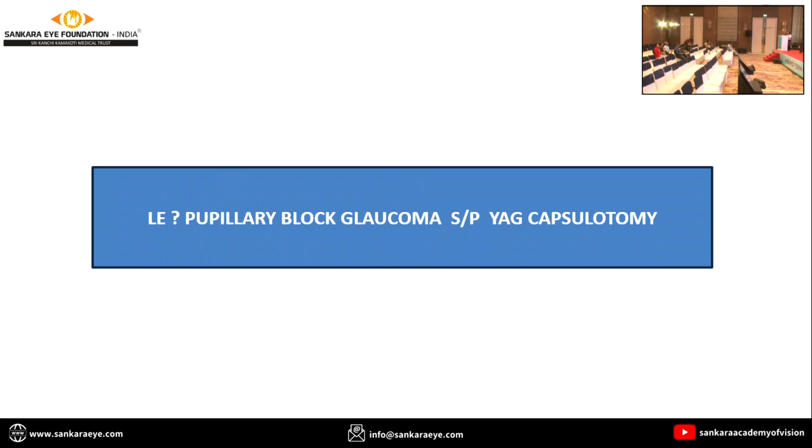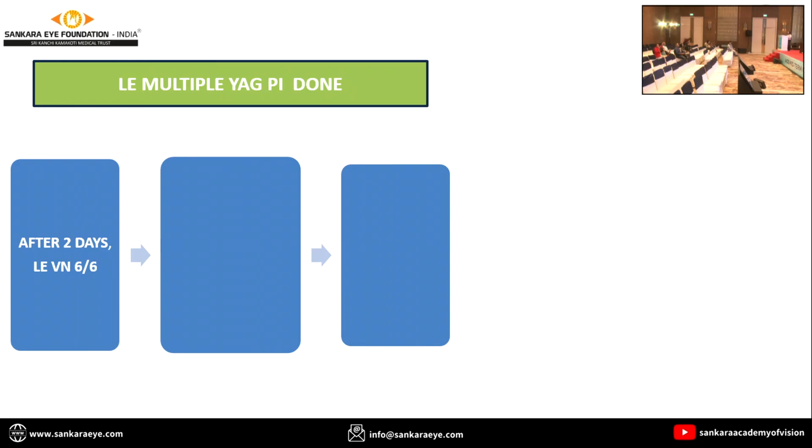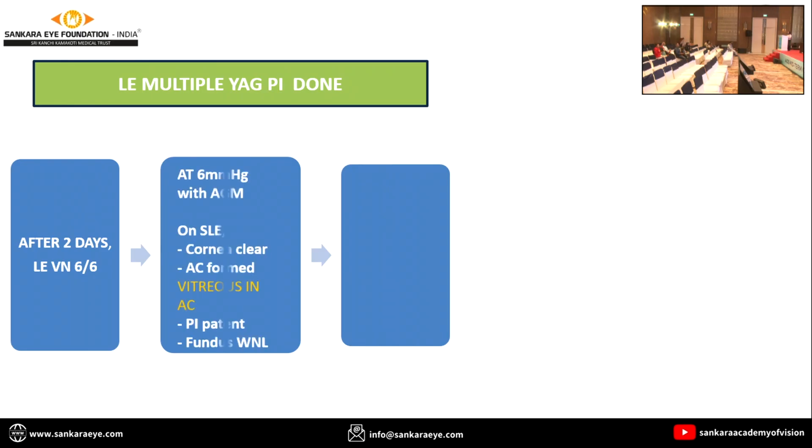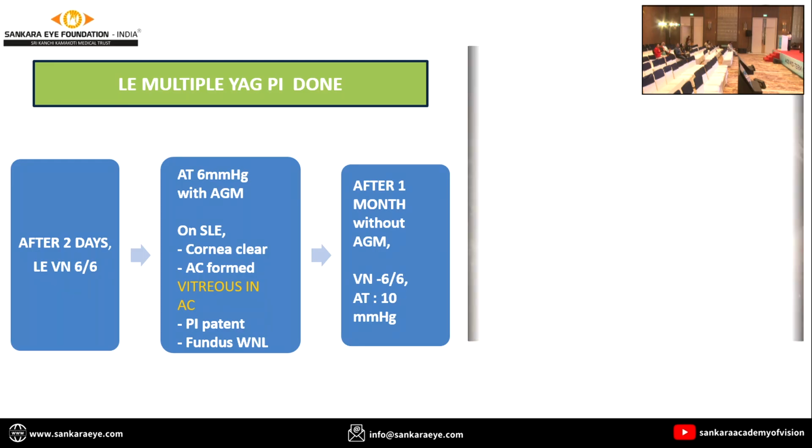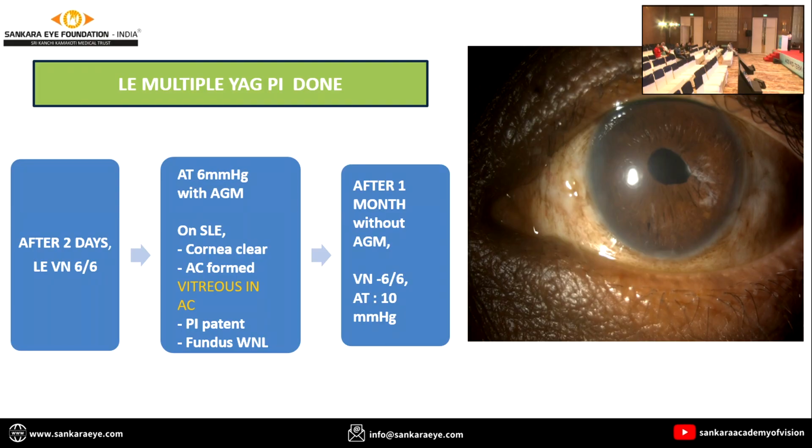Then we diagnosed pupillary block glaucoma, status post YAG capsulotomy. So we did left YAG, multiple YAG PI was done. After 2 days, vision became 6/6. IOP was 6 millimeters of mercury with AGM. On slit lamp examination, cornea clear, AC was formed. Vitreous was present in the AC. So after 1 month without AGM, vision was 6/6, IOP was 10 millimeters of mercury.